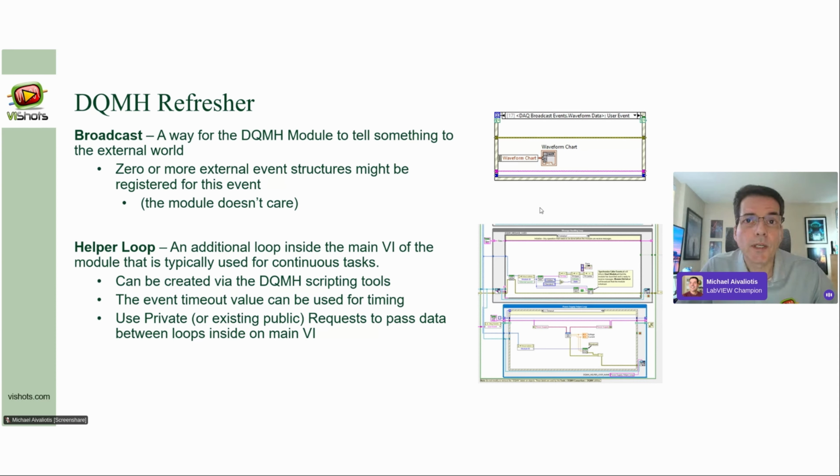Now, the helper loop is inside the core of the DQMH module, the main VI. There's an additional loop called the helper loop, and this loop is optional. You don't need a helper loop, but if you have things that happen continuously, then you might want to put them in a helper loop. To time the helper loop, you can use the event timeout for the event structure. We'll also show how you can communicate to the helper loop internally from other loops inside the DQMH main VI.